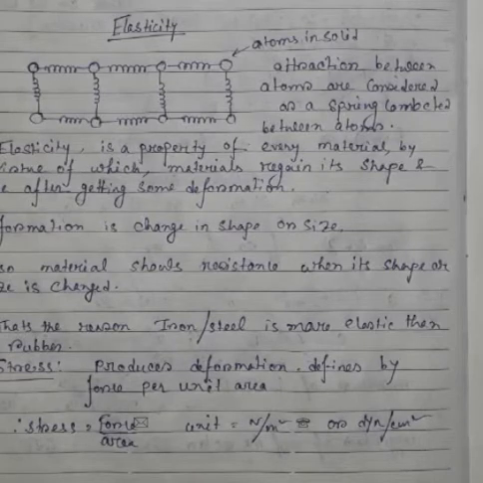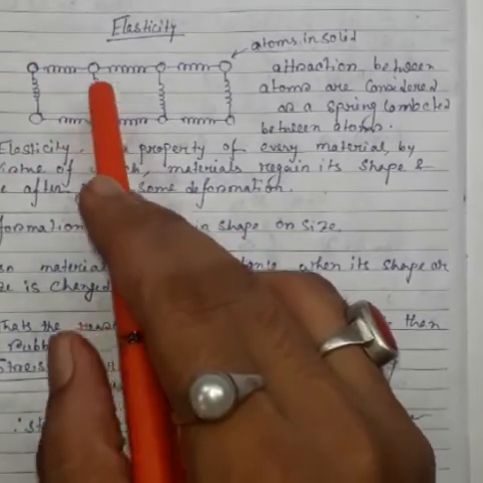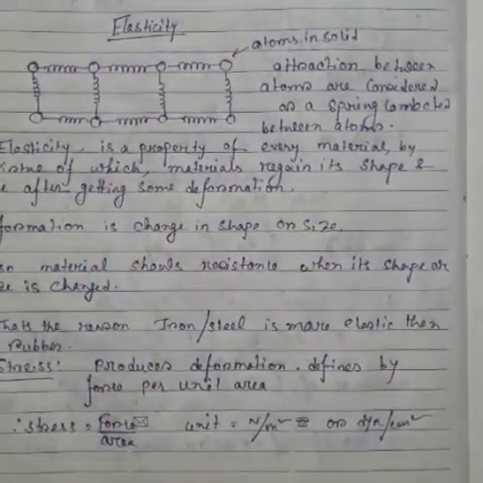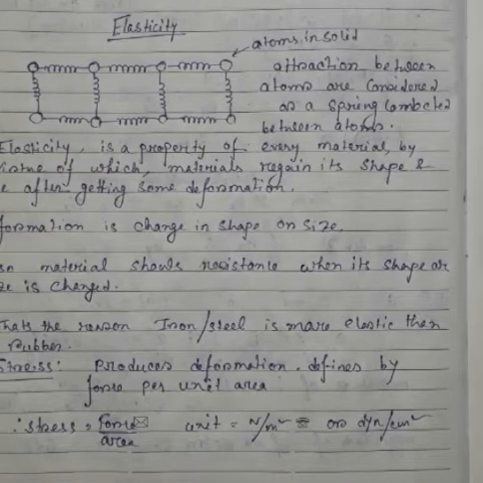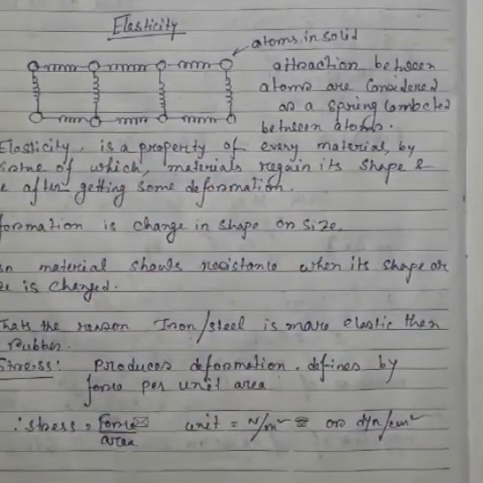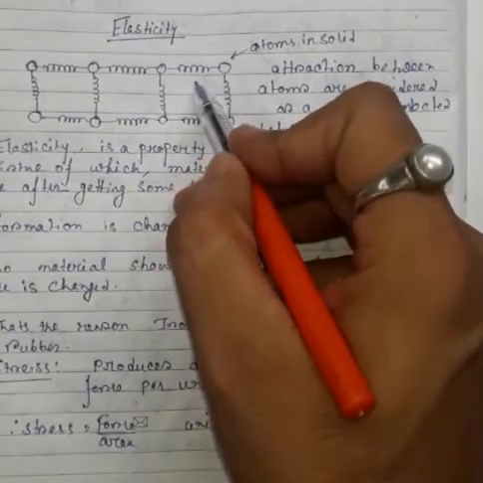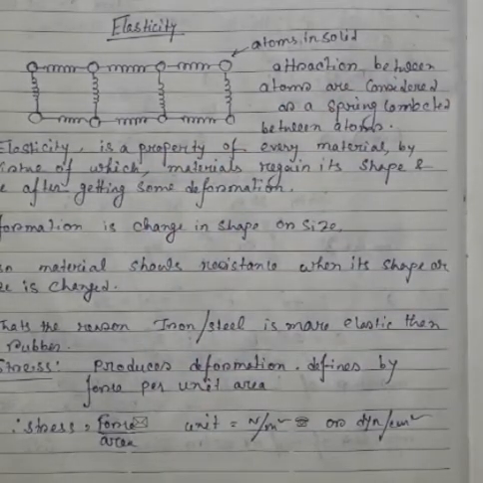Now, to start with, let's assume every material has some atoms, and the atoms are attracted by the neighboring atoms. So that means all atoms are connected. This is our assumption: all the atoms are connected by a spring with the neighboring atoms, and the force of attraction between two atoms is described by using this spring connected between two atoms.